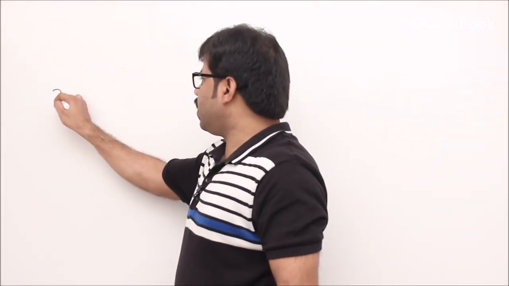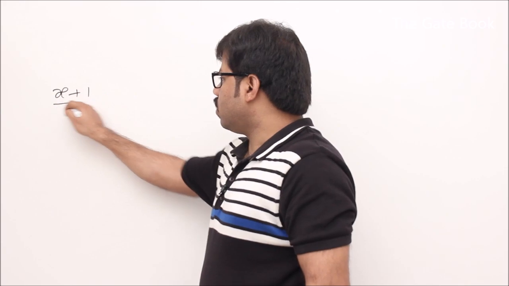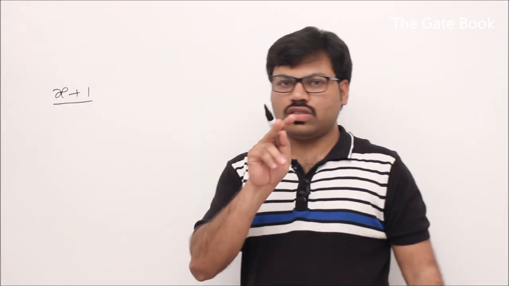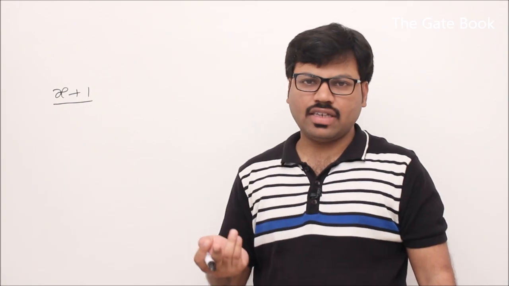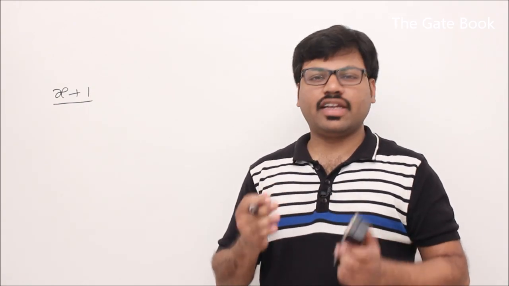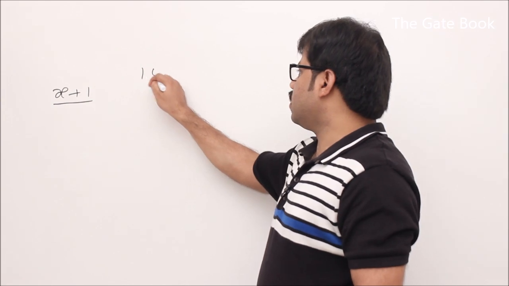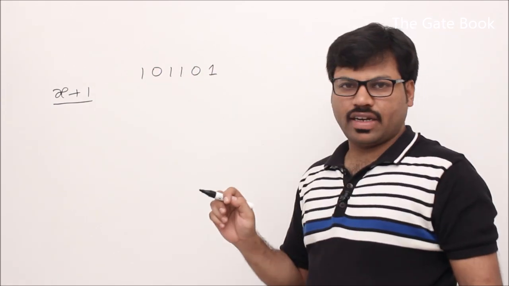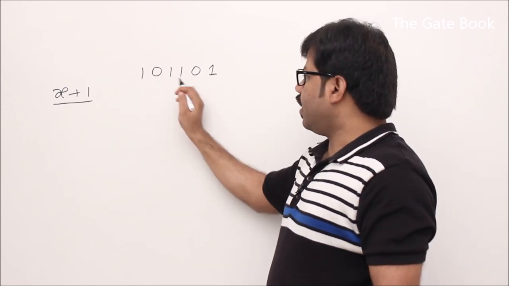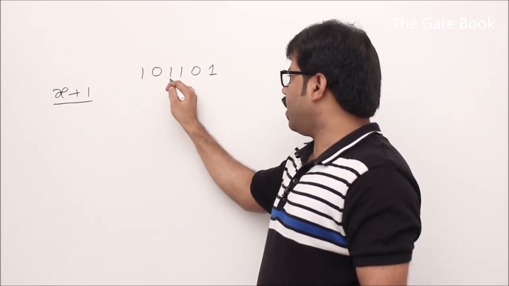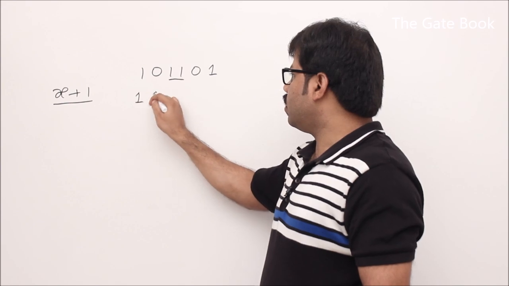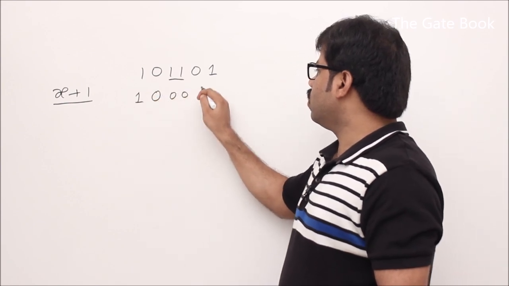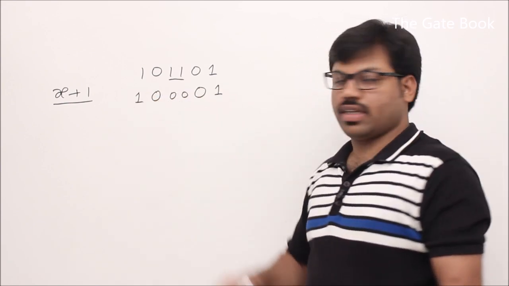Let's see x plus 1 one more time. So this x plus 1 has one more problem. It cannot detect two single bit errors, otherwise a double bit error, which is occurring contiguously. Example, see the situation 101101, and exactly a 2-bit error is occurring and it is continuous like this. Hey, example here, if you get 100001, then this is the 2-bit error.